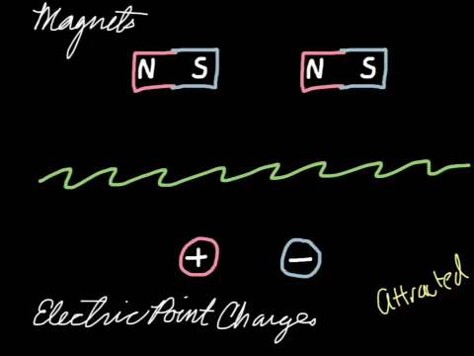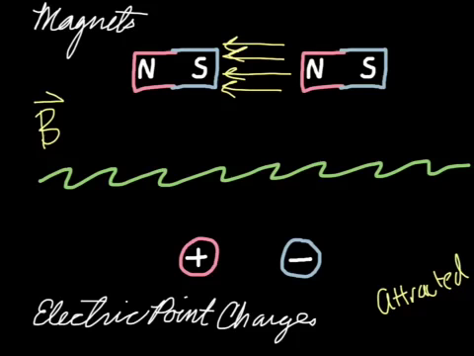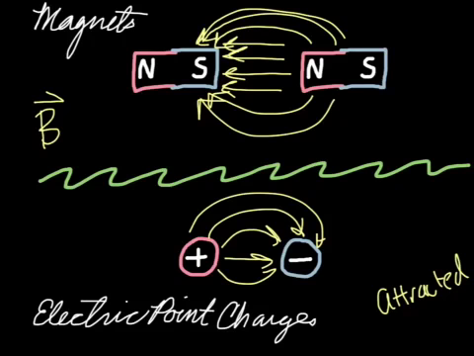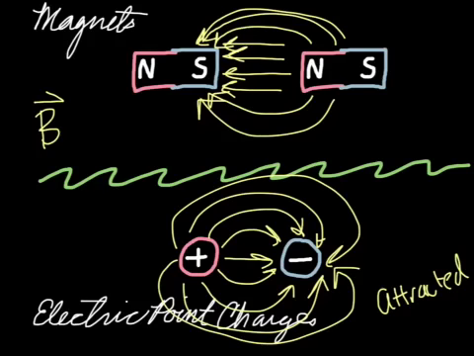For magnets, we can draw the magnetic field B, and remember that the arrows go from north to south. Because they are attracted, we're going to see a bunch of field lines going between the two magnets, like this. It looks very similar for electric point charges if we have two different ones. We're going to have the field go from the positive charge to the negative charge. Our electric field is where the electricity can affect other things, and it's going to look something like this.